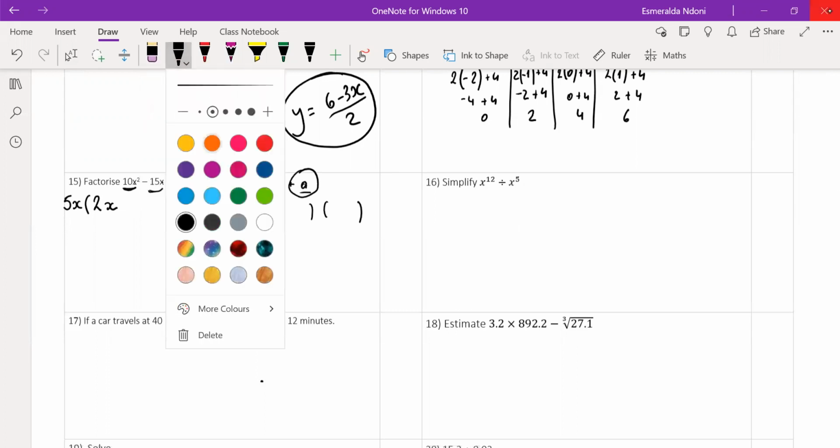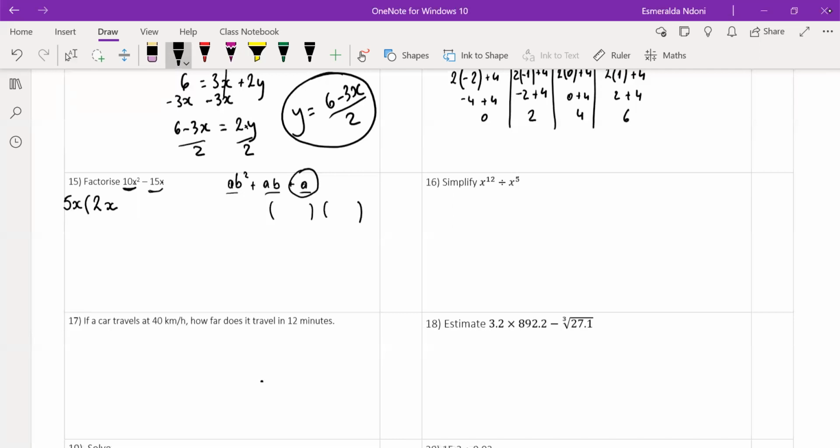Now I need to figure out the second part of it. I have a minus. So after a 5x has come out of the 15x, I'm left with 3, just 3, and I close the brackets. I double check. 5x times 2x, 10x squared. 5x times negative 3, 15x. So I know that I've done that question correct.